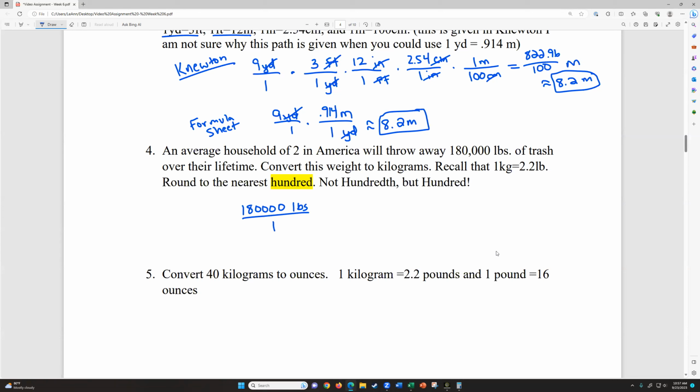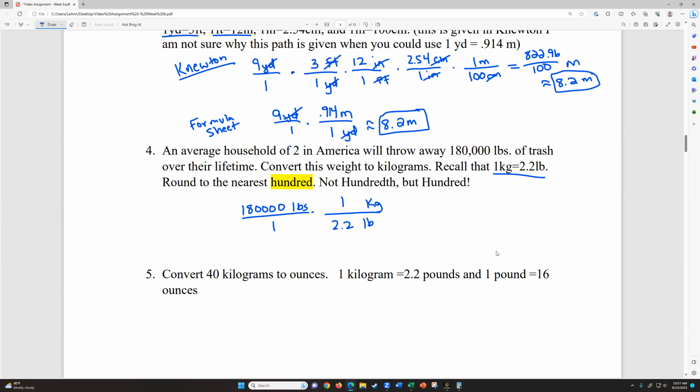So we're starting with 180,000 pounds and we want that to go to kilograms. We do have a Newton piece of information that 1 kilogram is 2.2 pounds. So we're going to put pounds on the bottom to cancel, kilograms on the top, 2.2 and 1, round to the nearest 100. Notice I highlighted that because sometimes they will do this and it doesn't have the TH.